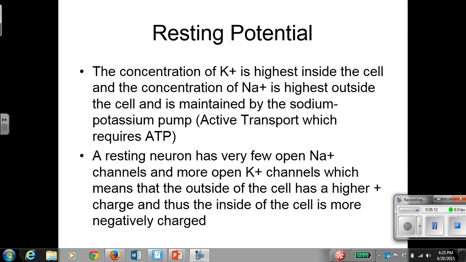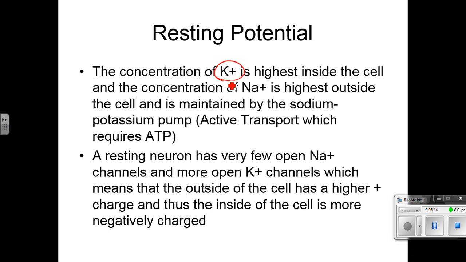The concentration of potassium is highest inside the cell, and the concentration of sodium is highest outside the cell, and this is maintained by the sodium-potassium pump. If you remember that from active transport, it requires ATP and pumps sodium and potassium across the membrane. The resting neuron has very few open sodium channels and more open potassium channels, which means that the outside of the cell has a higher positive charge, and thus the inside of the cell is more negative.